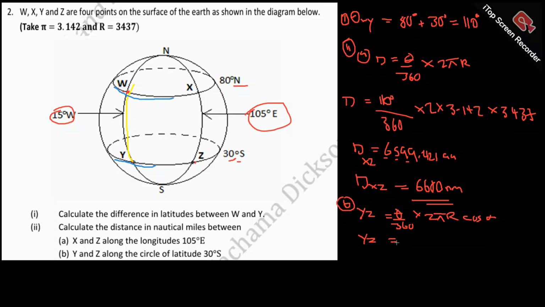Adding this one plus this one, we're going to get 120 over 360 is equal to 2 pi, then we have the radius 3,437, then cos alpha. So take note, cos alpha is not the difference. It is the latitude where the distance is lying. In this case, we are talking about YZ. What latitude is that? 30. So this side we put 30 degrees.